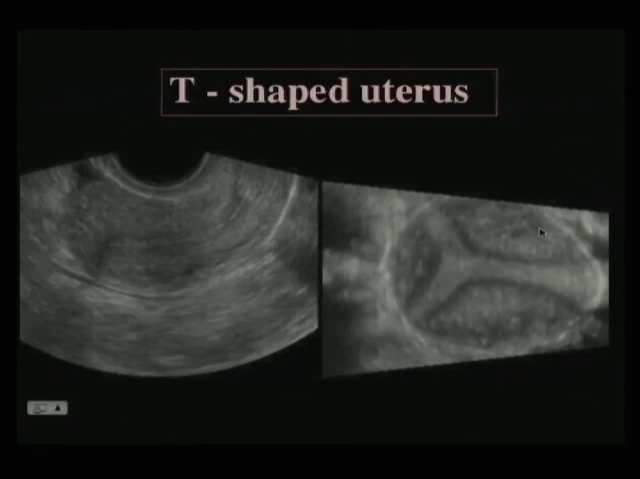Now here's a patient that looked like she had a perfectly normal uterus, but when we looked at the reconstructed coronal view, it was clearly a T-shaped uterus, which is unfortunately a problem with infertility, and these patients are unable to get pregnant or to carry pregnancies very far in most cases.